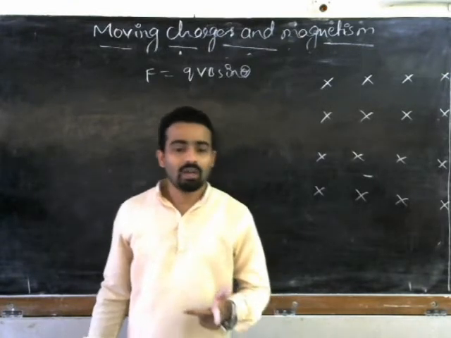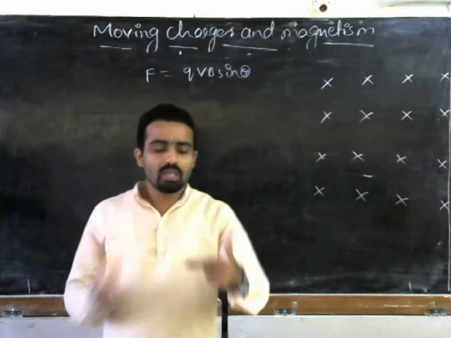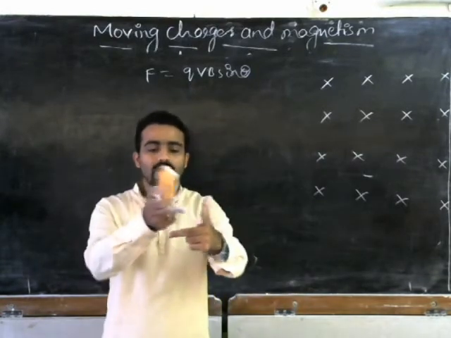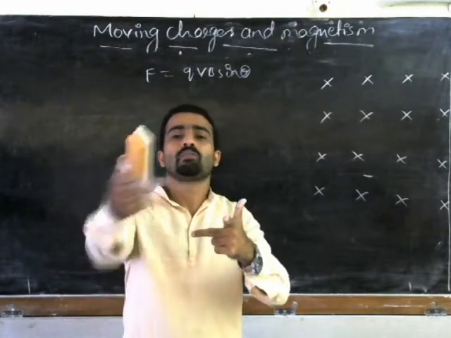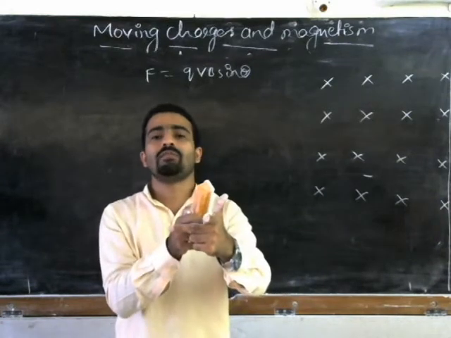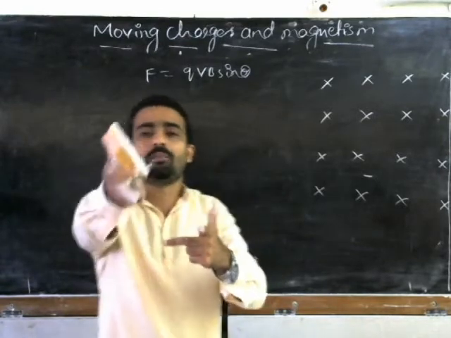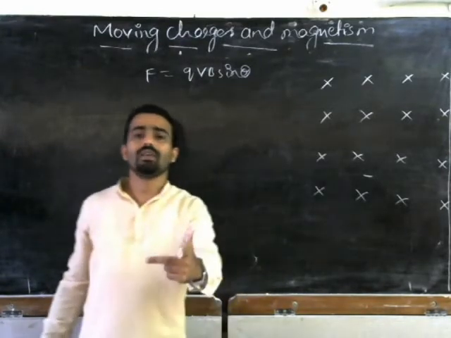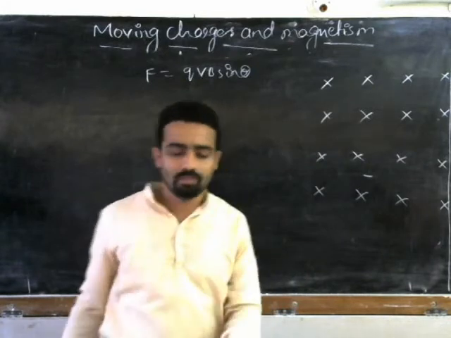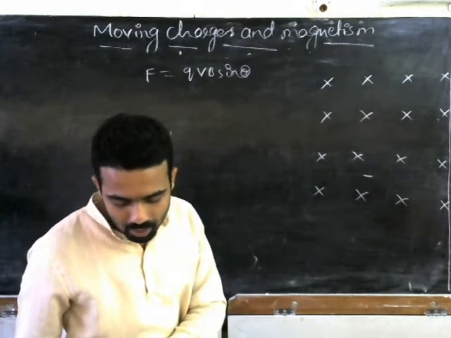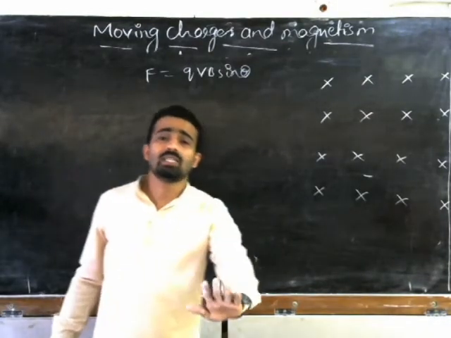According to the Fleming left hand rule, if you stretch the first three fingers of the left hand, the middle finger points in the direction of velocity of the charged particle, and the forefinger points in the direction of the magnetic field. Then the thumb gives the direction of force acting upon this charged particle. So this is the Fleming left hand rule, applicable only when theta is equal to 90 degrees.